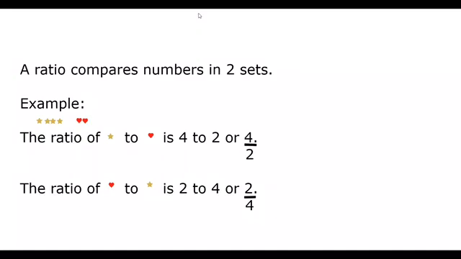So the ratio of stars to hearts is 4:2, or you could also put it in fraction form, which is just 4/2. Similarly, the ratio of hearts to stars is 2:4, or 2/4.